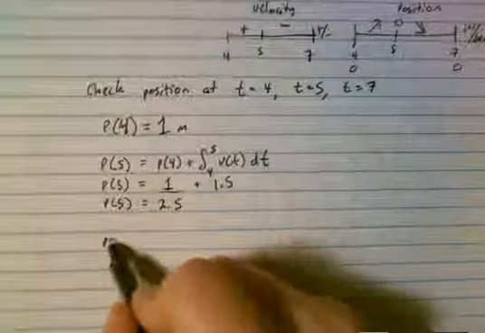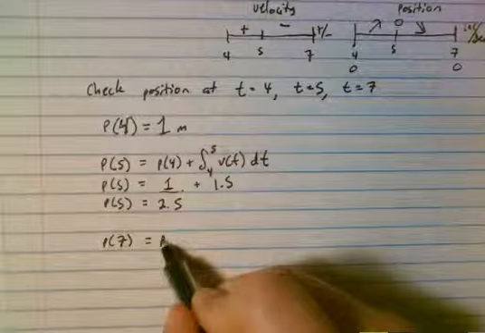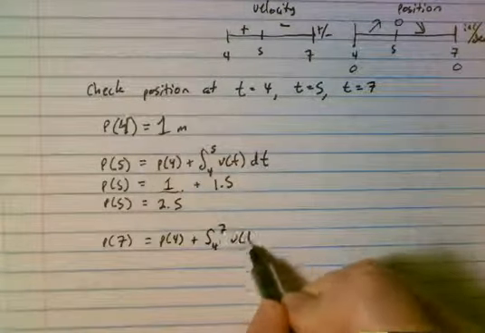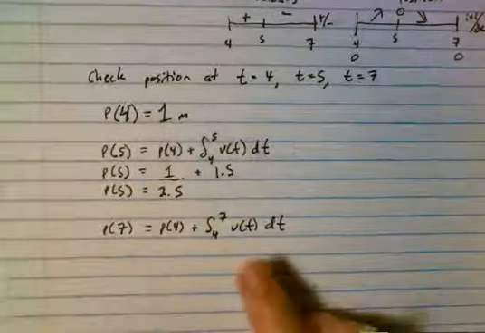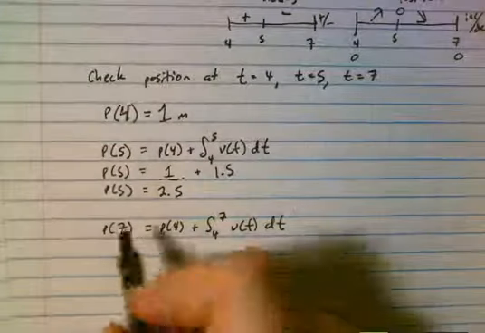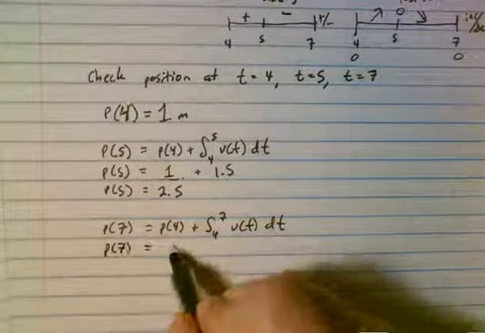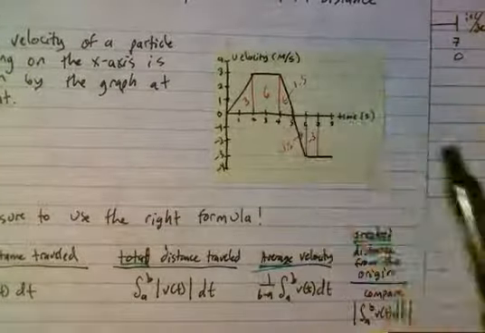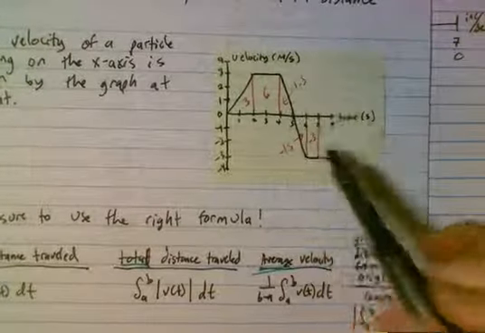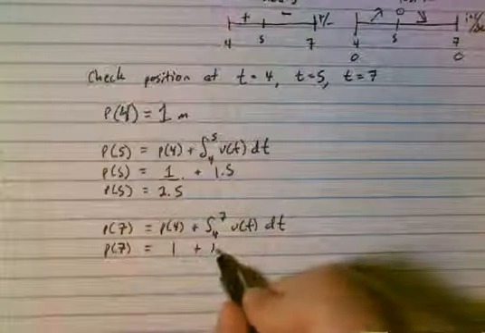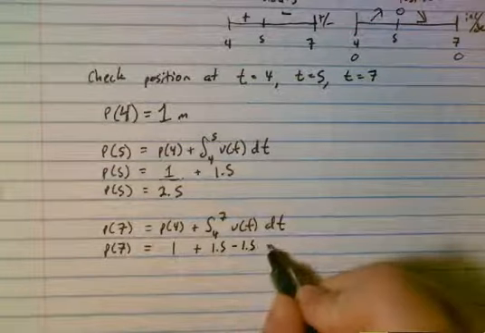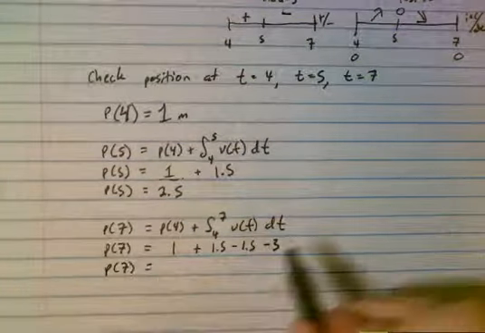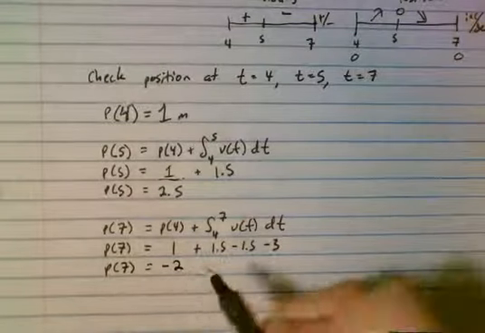Okay, and now we want p of 7. So that's again going to be p of 4, which we know, plus the integral from 4 to 7 of v of t dt. This is just the normal integral. We haven't done anything with the absolute value yet. So p of 4 is 1, and then integral from 4 to 7. This is just normal, so we do 1.5 minus 1.5 minus 3. So 1 minus 3 is negative 2.